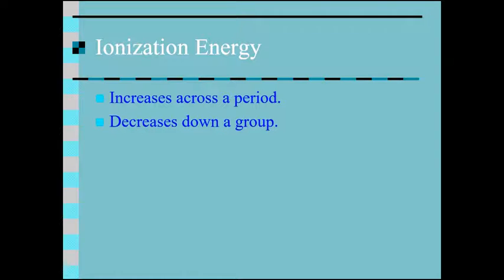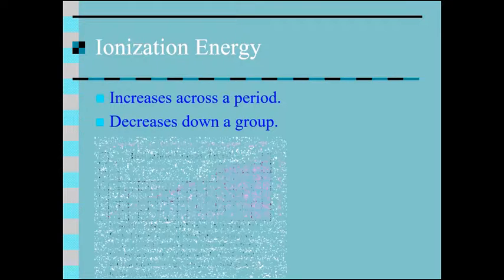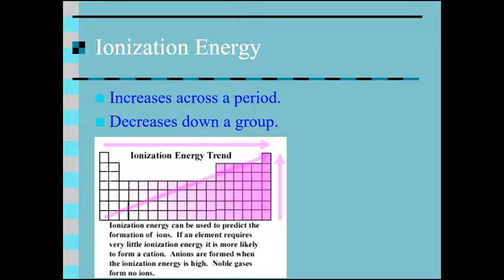Ionization energy can be used to predict the formation of ions. If an element requires very little ionization energy, it is more likely to form a cation. And anions are formed when the ionization energy is high. Noble gases form no ions. Now the metallic behavior is also related with ionization energy.